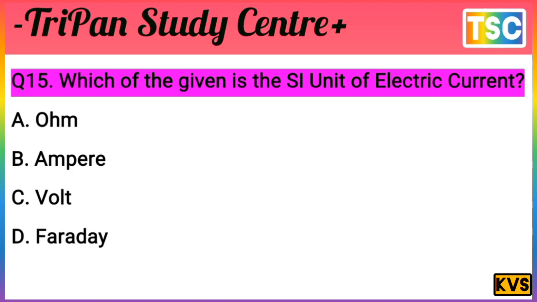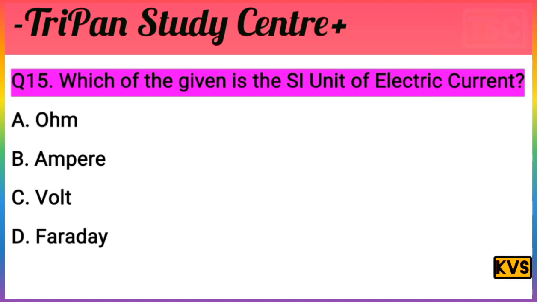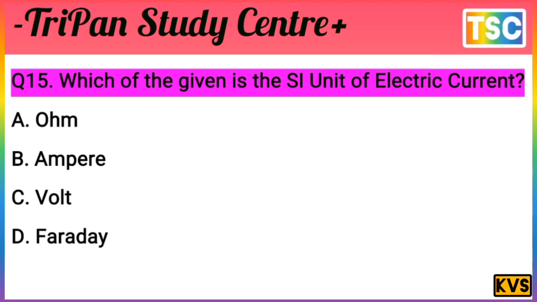Which of the given is the SI unit of electrical current? The question is clear. A, ohm, B, ampere, C, voltage, D, farad. But first of all, check your knowledge. I give you a few seconds to write the answer in your notebook. You know that you thought of your answer.